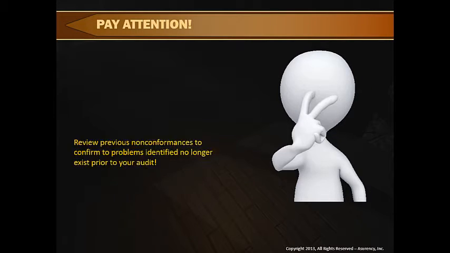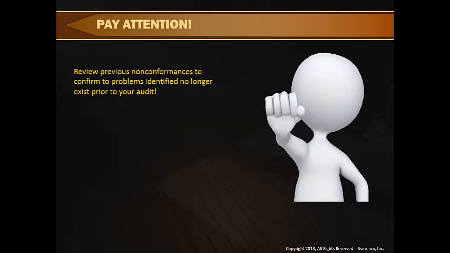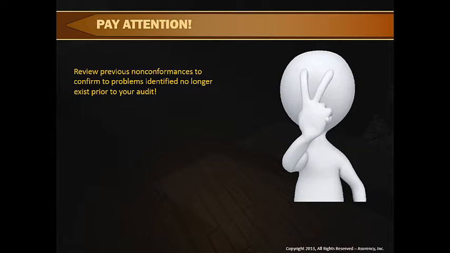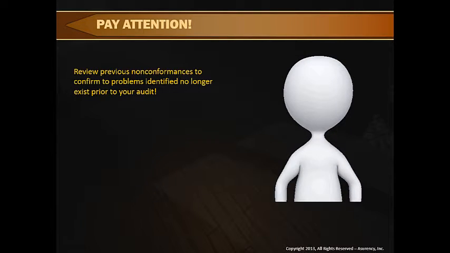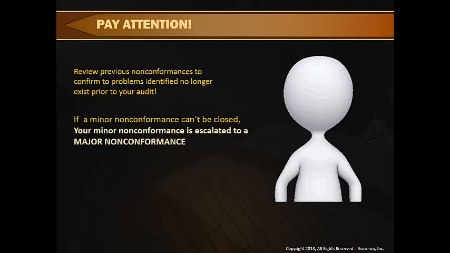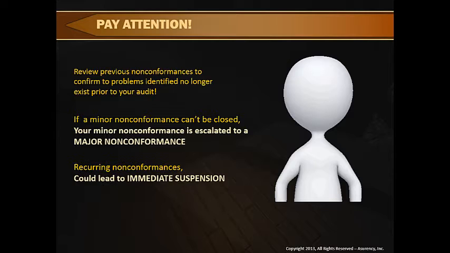Prior to the auditor returning the next year for their audit, ensure you review the previous non-conformances to confirm the corrective actions are still effective and the problem no longer exists, to ensure the non-conformance can be successfully closed by the auditor. If the non-conformance cannot be closed at the next audit, it will escalate to a major non-conformance. If it was already a major non-conformance that was closed and it ends up being an issue again, you have a trend developing that can lead to immediate suspension. Addressing non-conformances effectively and confirming continued effectivity is important to maintain your registration.